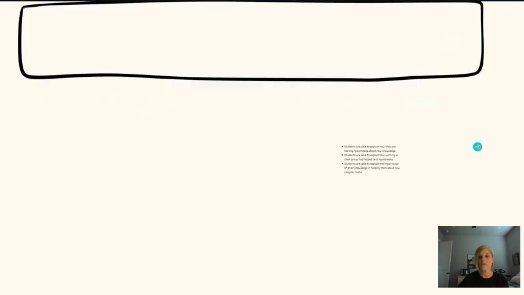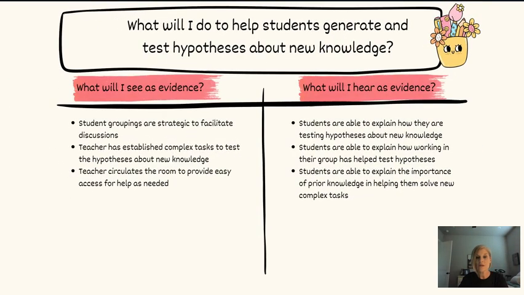The last guiding question that we'll look at is what will I do to help students generate and test hypotheses about new knowledge? Some of the things you might see as evidence are that students are grouped strategically to facilitate discussions. The teacher has established complex tasks to test the hypotheses about new knowledge, and the teacher circulates the room to provide easy access for help as needed.